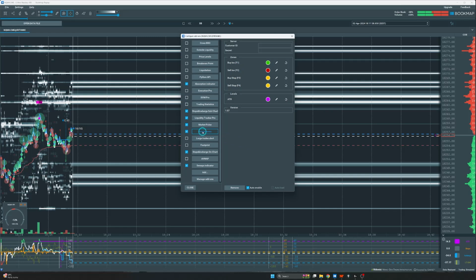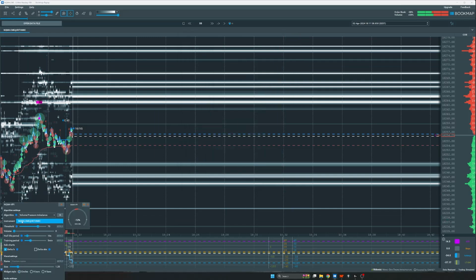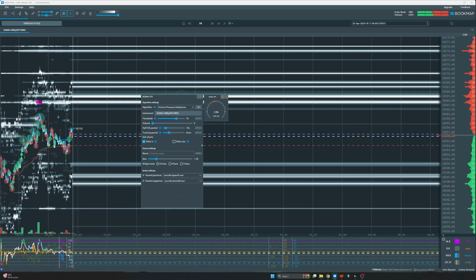This one right here, the Scott zones, automatically draws them for you. So we'll see if we happen to have any of those during the video. I'll show you what they are. Now, this is basically what I use. Let's close that and let's go to the volume pressure indicator so we know how I use that.